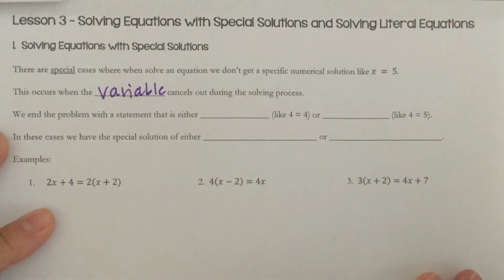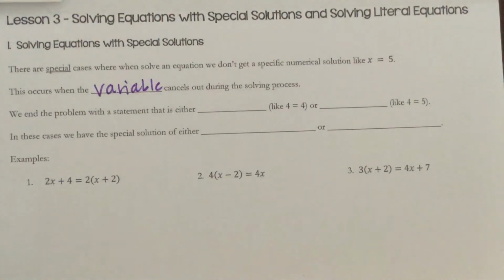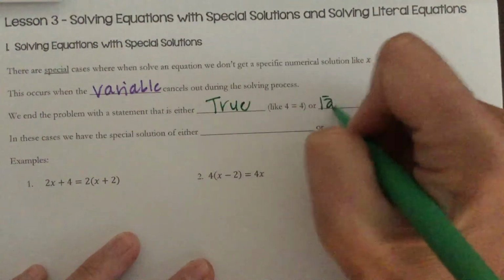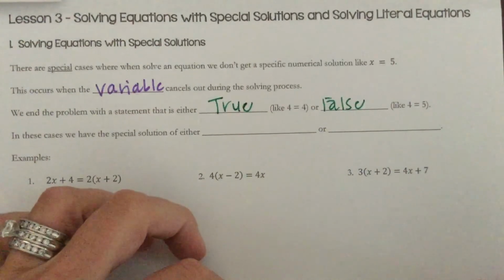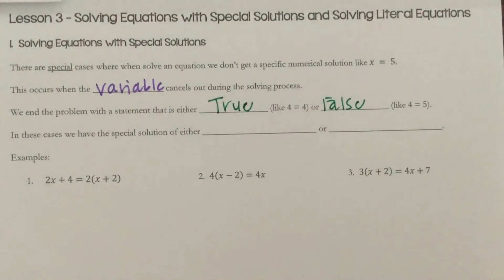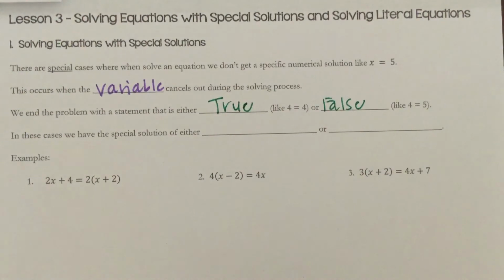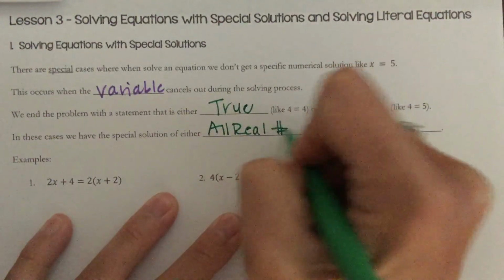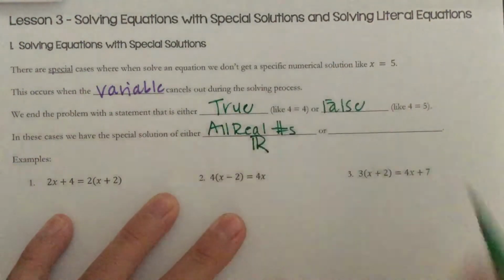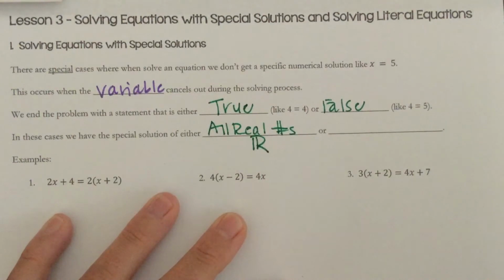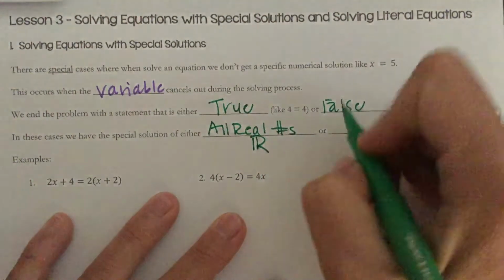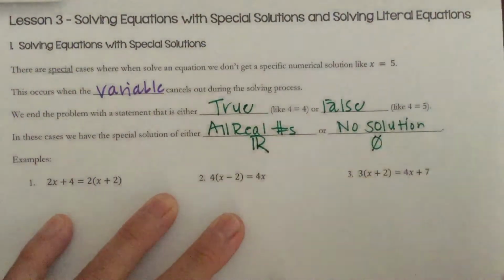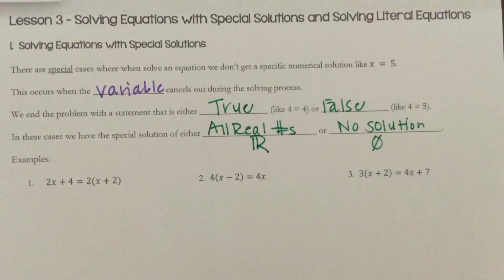We will end our problem with a statement that is either true, like 4 equals 4, or false, like 4 equals 5. When these cases happen where we have a special solution, that solution will either be all real numbers, and you can also represent that with the capital R with 2 lines, the real number symbol, or we have no solution, which is a circle with a line through it. You can use either one of those.